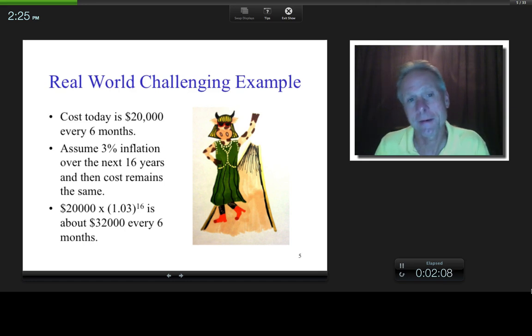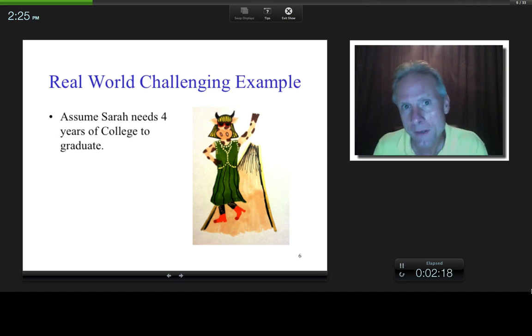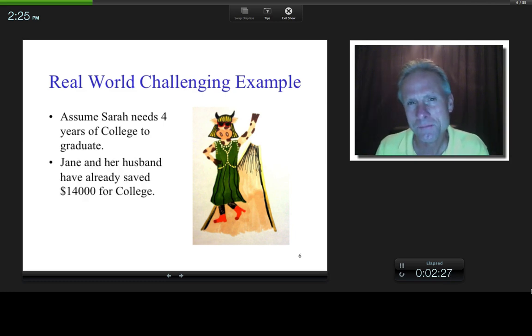Then I usually say, well, hey, is Sarah wrapped around your little finger and she can take 8 years or 6 years to do college, or does she have to get it done in 4 years? And well, most parents want their kids to get out in 4 years. I know I want my kids to get out in 4 years. And let's say that Jane has a husband called George, and they've already saved up $14,000 at this point.